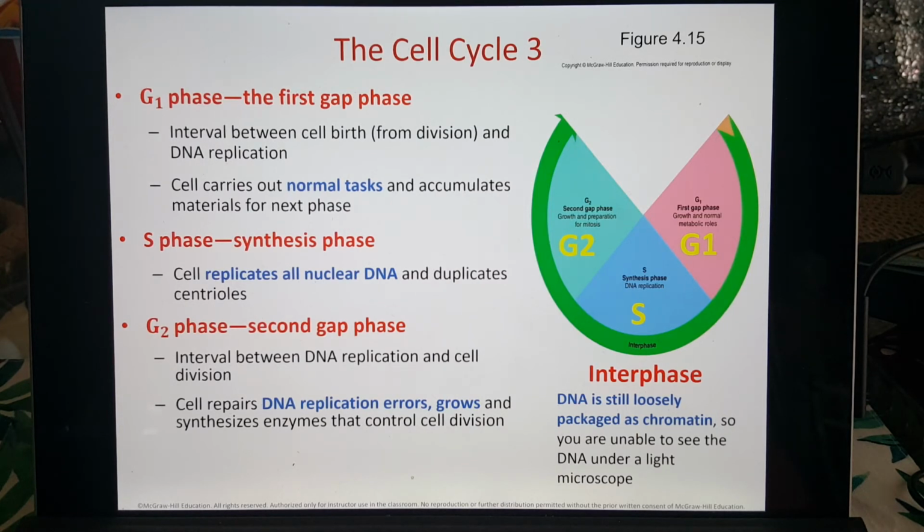Sometimes your cell will enter what's called G0, where it'll just stop growing because you don't need a new daughter cell. And so instead of shifting to S phase, preparing for a new cell, you just stay in G0 until you actually need to split.